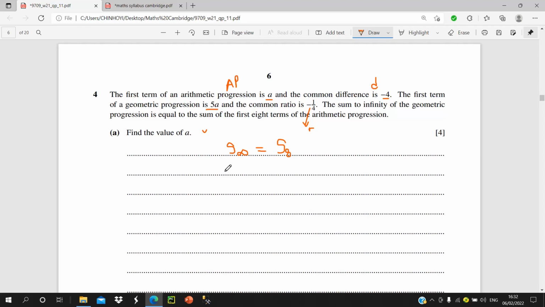Writing the formula in the exam, you don't get any mark, but substituting into the formula you get the mark for substituting. But in this case, let's write our formula so that you know what we are substituting into. So it's A over 1 minus r. This one is for a GP, the sum to infinity. Then the sum of the first 8 terms of an AP.